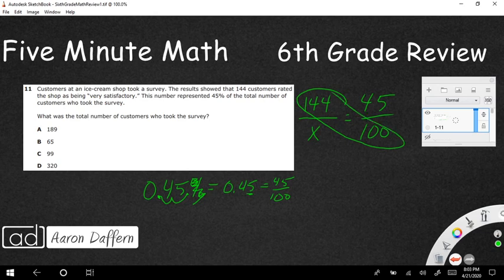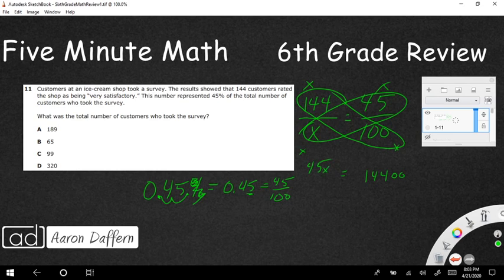What cross multiplication says is that the numerator of this fraction times the denominator of this fraction. So 144 times 100. And if we just use our multiples of 100, we know that it's literally just going to be 144 with 2 zeros. So it's going to be 14,400 equals this denominator times this numerator. So that's going to be 45x.